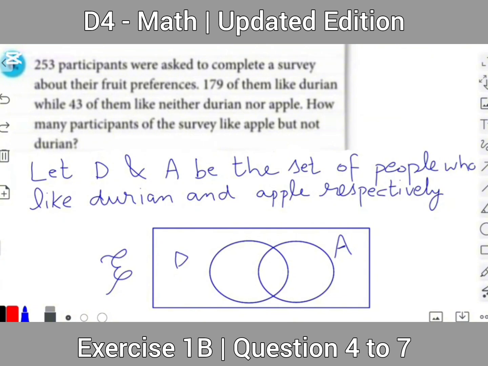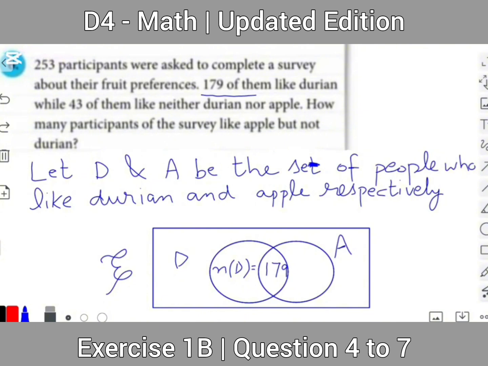Why do these two sets overlap? Just because these are the sets of people who like fruits, and durian and apple both are fruits. So there is something in common between these two sets, D and A. And the number of people who like durian is already given in the question, and that is 179. So we will write down n of D is equal to 179.